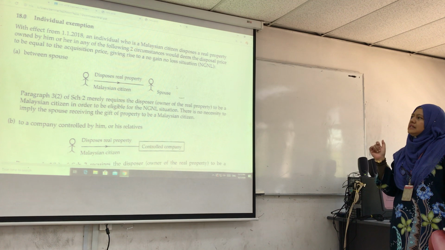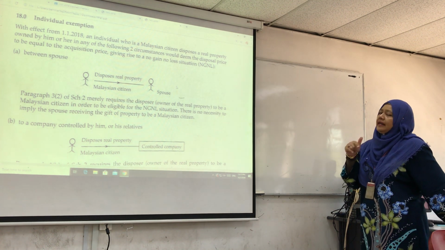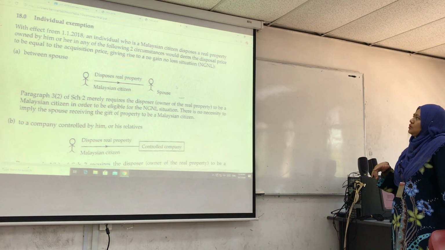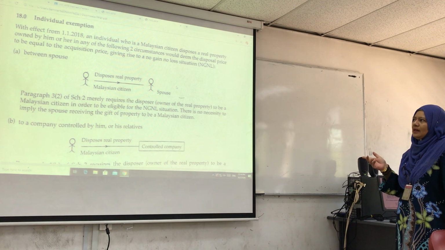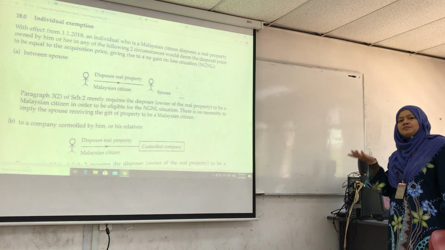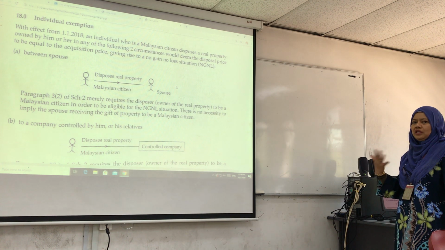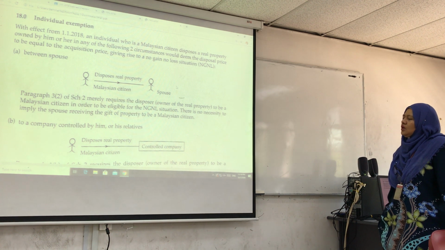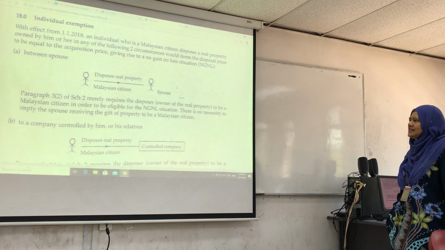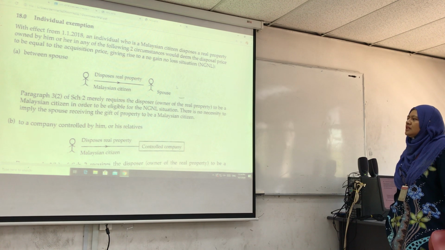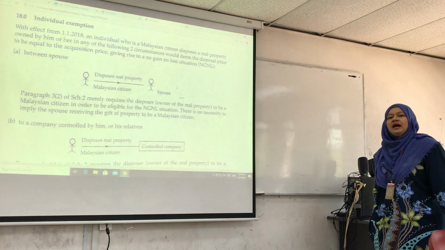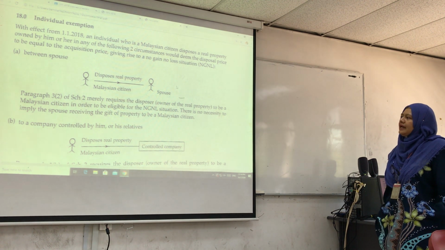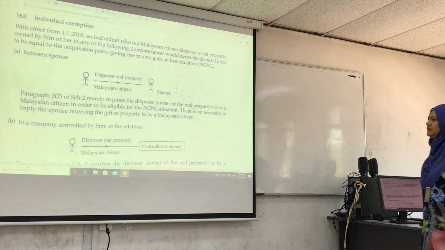But what we refer to here, it says that effective from 2018, an individual who is a Malaysian citizen disposing of real property is deemed to dispose at no gain no loss. Number one is that between spouses. So husband to wife, wife to husband is deemed to be no gain no loss. It merely requires the disposer to be a Malaysian citizen in order to be eligible for the no gain no loss. There is no necessity for the spouse receiving the gift of property to be a Malaysian citizen. The issue here: the husband is Malaysian, the wife is non-Malaysian. Still, the husband can enjoy no gain no loss, or the other way around.